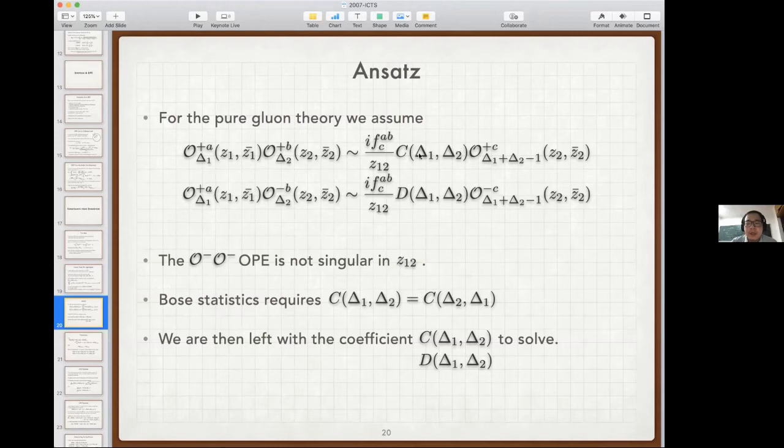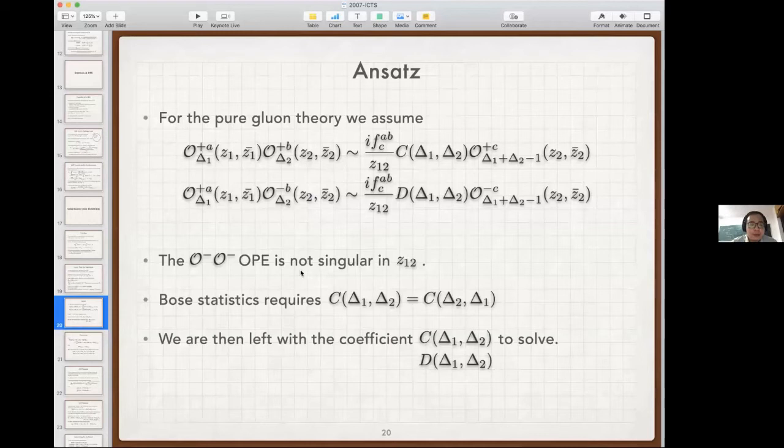And here, the remaining parameters to be determined are these coefficients, which are denoted as C and D, in correspondence to the three-point coupling OPE coefficients of these new operators. Okay? And here I'm not writing down the O plus O minus O minus OPE, because they do not have the holomorphic pole, and so they're all regular in Z12. So I'm not writing them down.